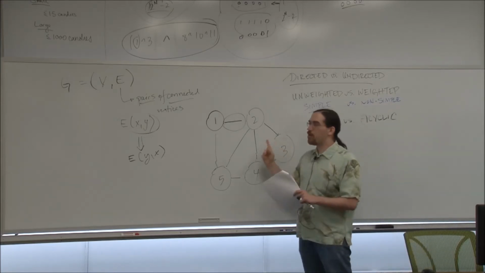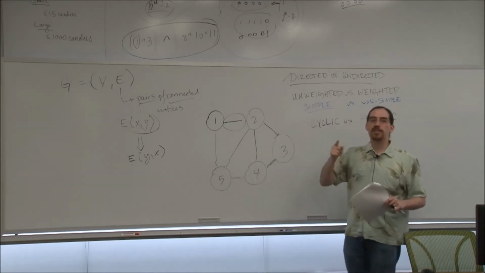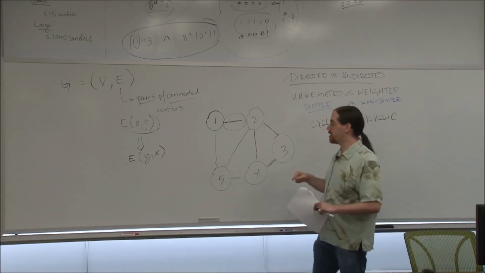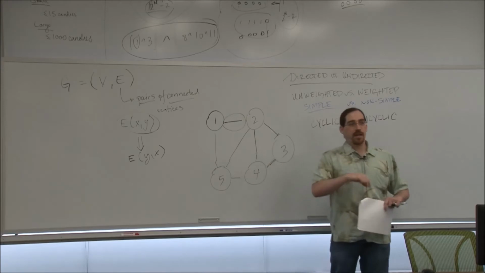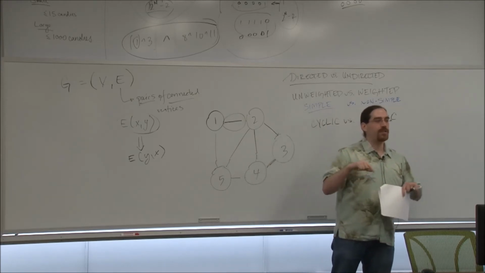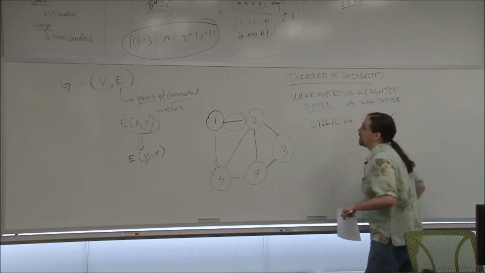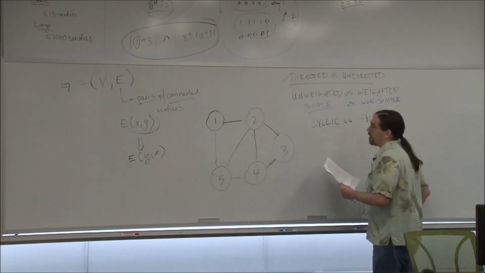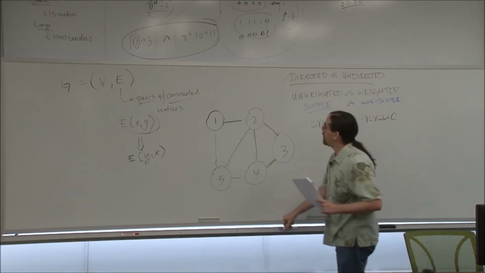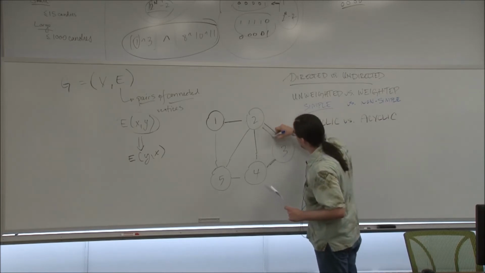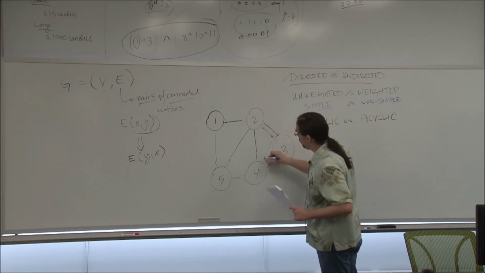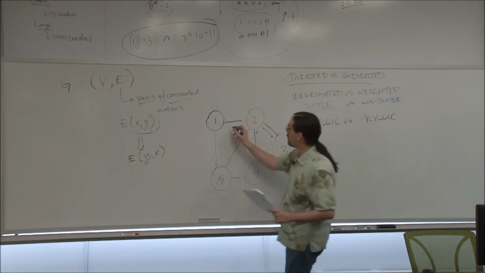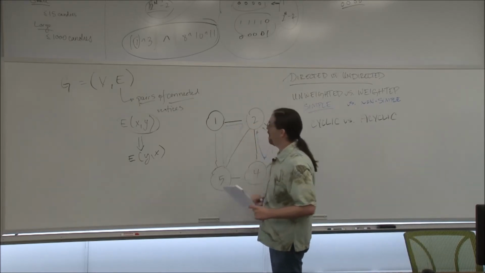So we want to know, are there cycles in the graph? What's a cycle? A cycle is a path along edges that leads from some node back to itself. So in this case, there are a bunch of cycles. We can go from 2 to 3, 3 to 4, and then 4 back to 2, and that's a cycle. Or we could go from 1 to 2 to 5 back to 1.